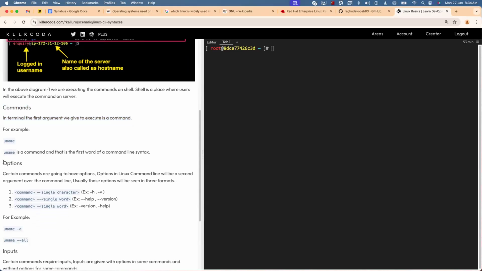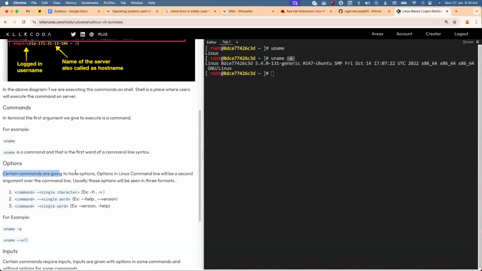For every command, there may or may not be options, depending on the command. For example, with uname, I executed it and it gave me a response. Now if I give an extra option, -a, it gives me more data. It's the same command, but the moment you give an option, the behavior of the command changes. To change the behavior, we have options.